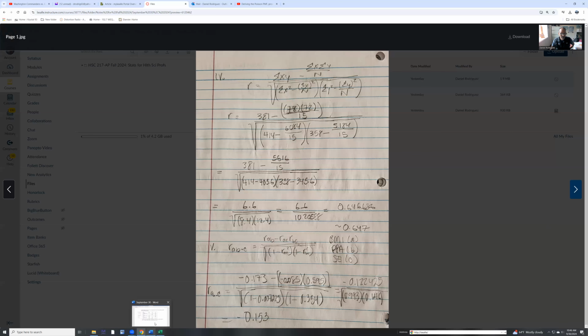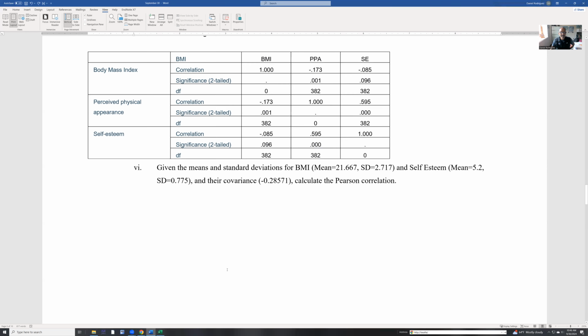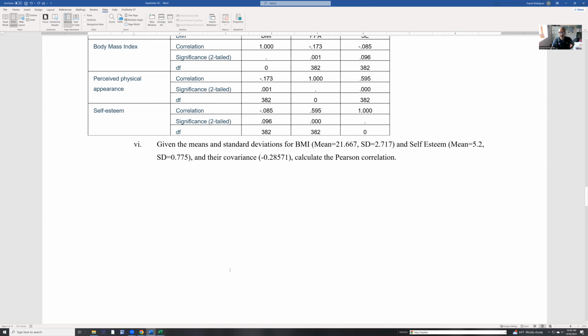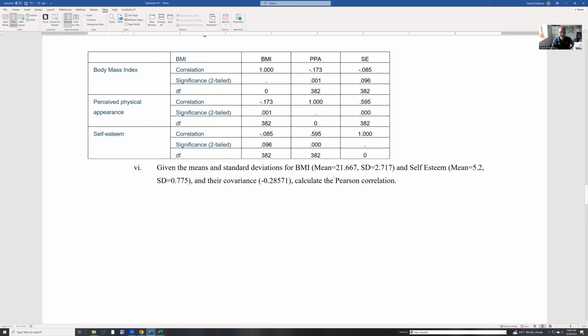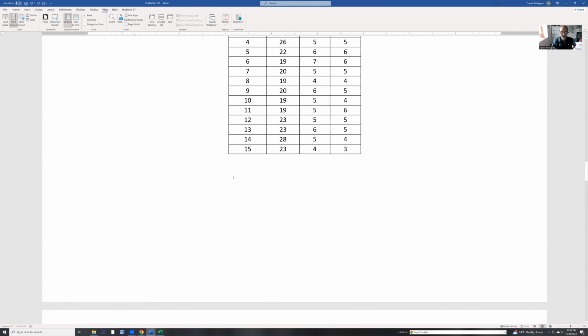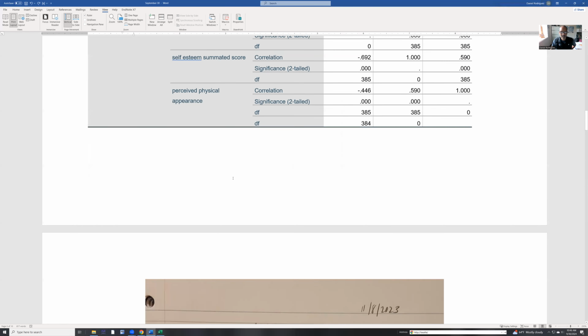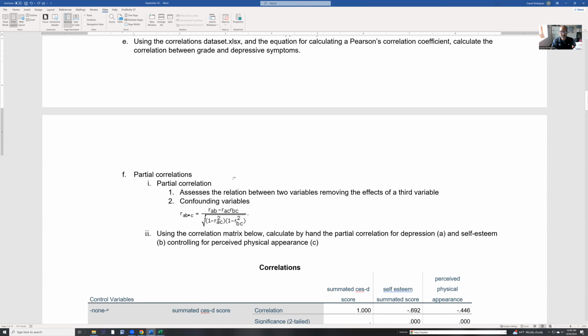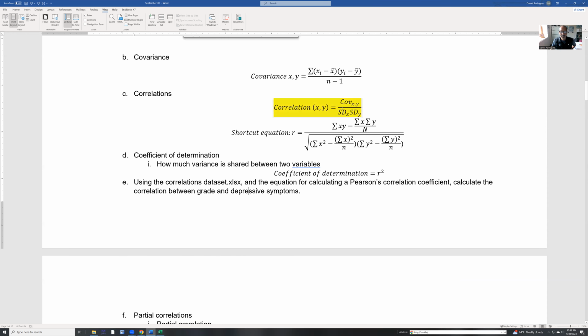All right. Next question was, given the means and standard deviations for BMI and self-esteem, and their covariance, calculate the Pearson correlation. So my guess is that you were listening very closely to me and you knew that I showed you what the equation was for a correlation. Up here, I said correlation is the quotient, covariance xy divided by standard deviation of x and standard deviation of y.